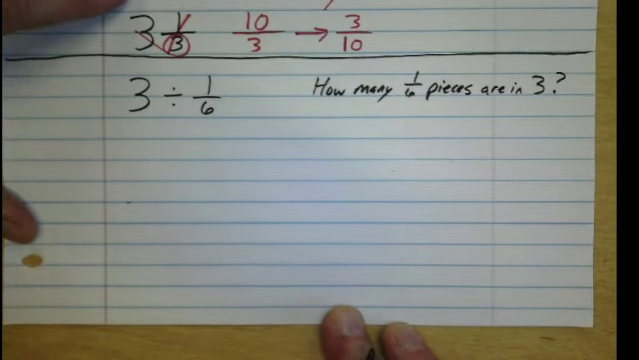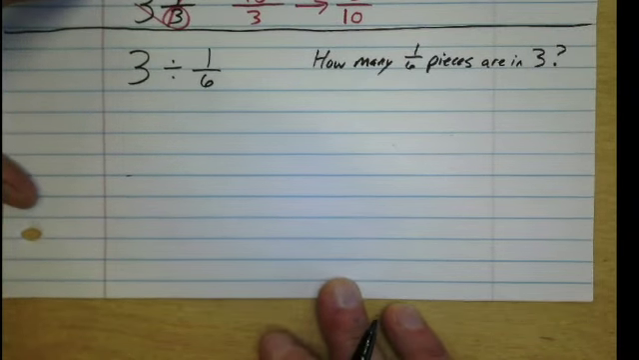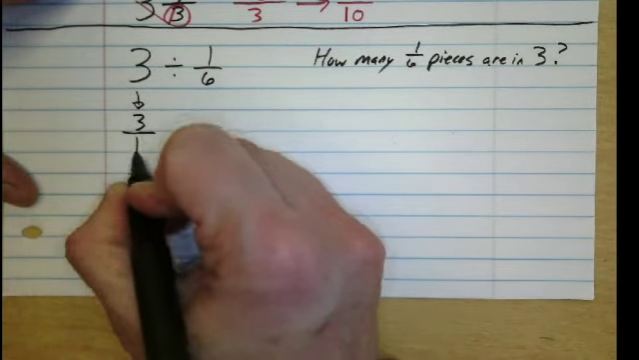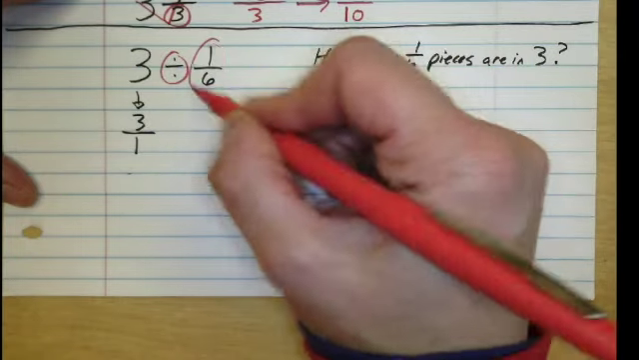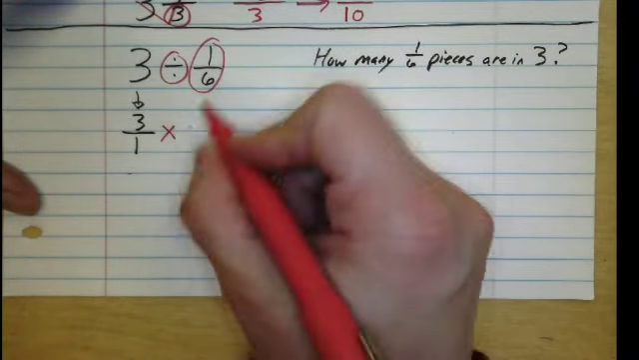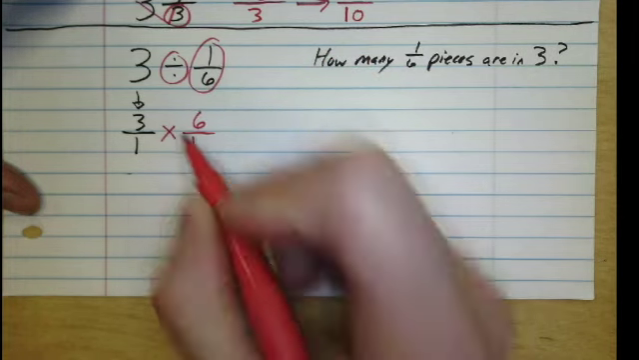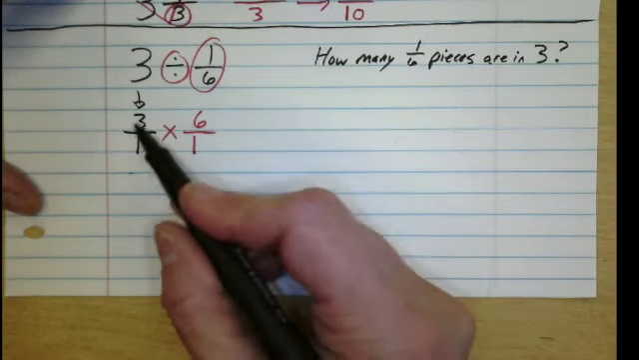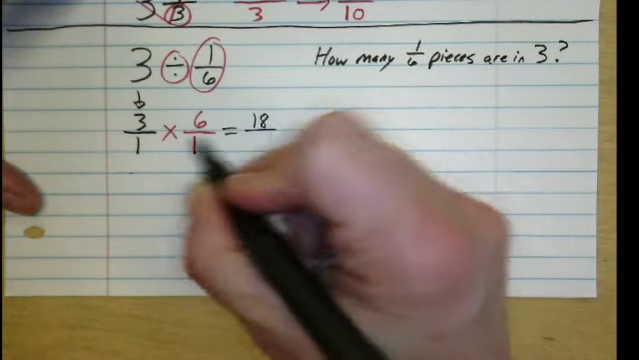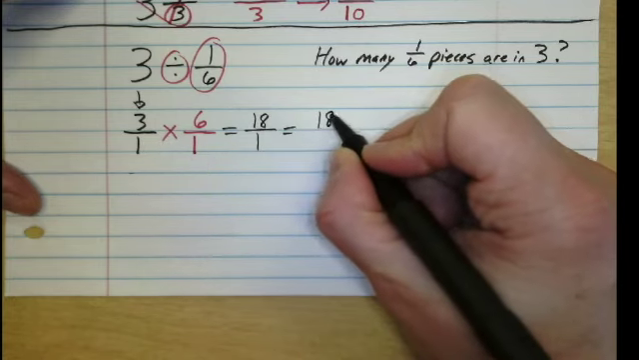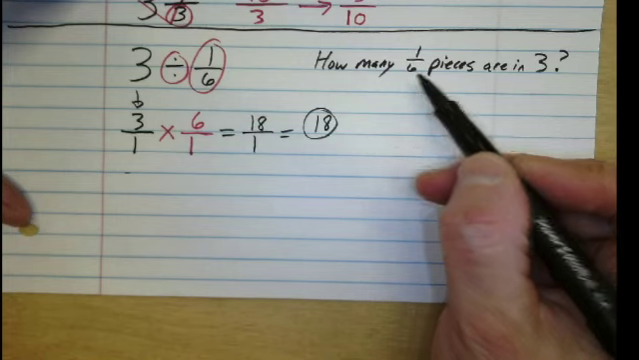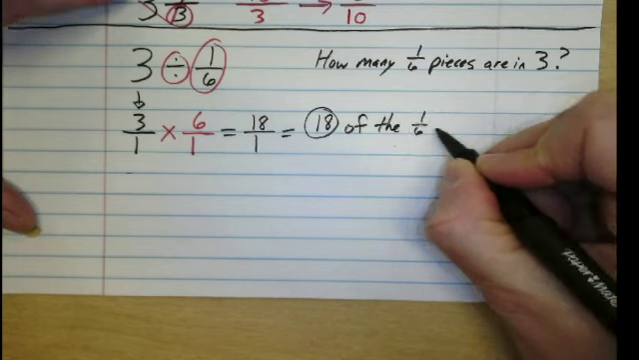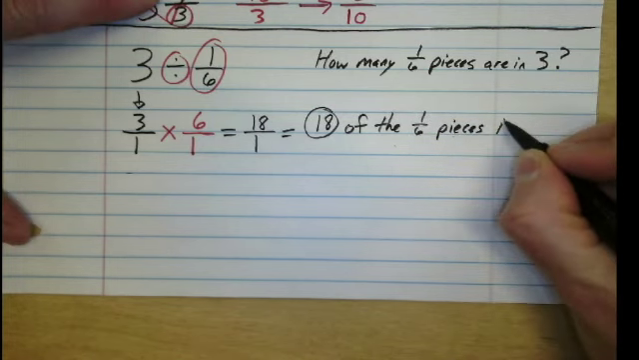And instead of drawing a picture here, I'm just going to solve it with math, showing you we would take 3 and we would write it as 3 over 1. And instead of dividing by 1/6, we need to multiply by its reciprocal. And 1/6's reciprocal would be 6 over 1. And so now you're just ready to simplify and multiply, and you really can't simplify. So 3 times 6 gives us 18 over 1 times 1 is 1. So 18 is your answer. Did I answer the question? How many 1/6 pieces are in 3? There are 18 of the 1/6 pieces in 3.